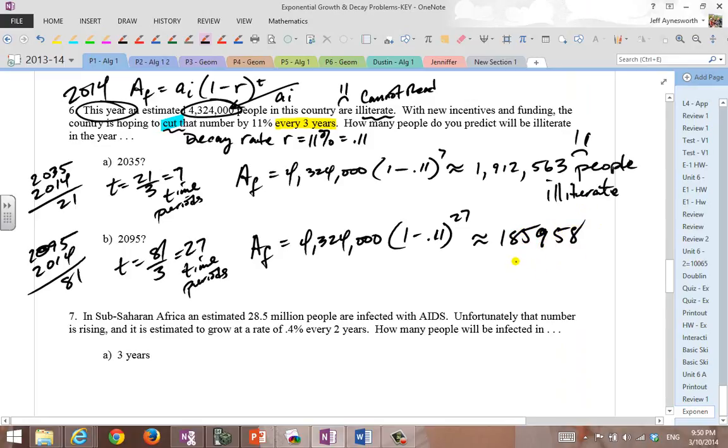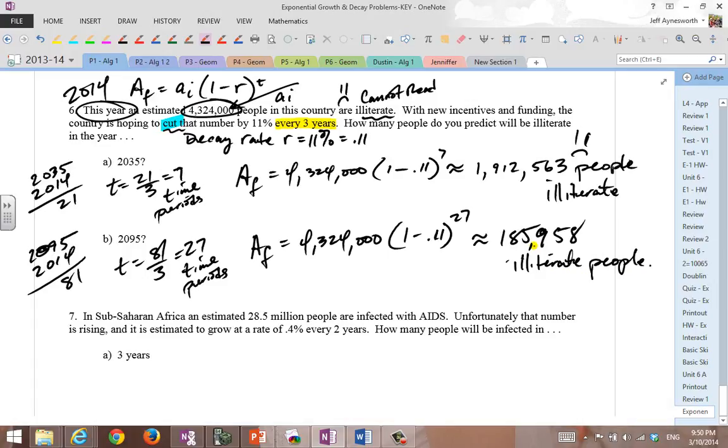People illiterate, there we go. All right, people. Now that's not bad, we can handle that. Less than 200,000 people after year 2095, if this can actually be done. They predict that, but what they predict is not always what happens in reality. So it's always their best intention, but who knows?